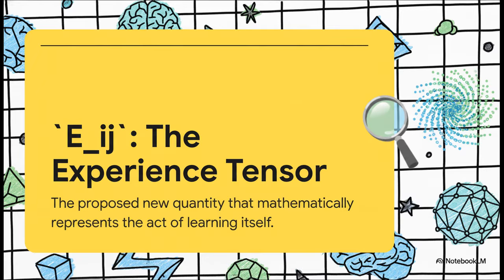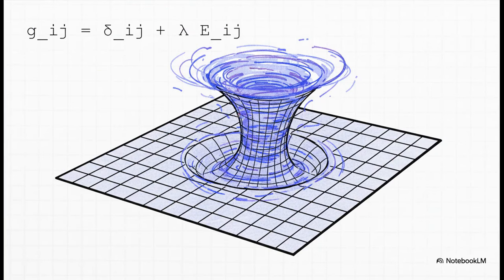They're proposing that this mathematical object is the experience of learning. It's the force that presses down on that rubber sheet and creates all the curves and dips. It's the math of experience itself. So, let's put it all back together. You take the brain's baseline hardware, delta, you add the force of the experience tensor, E, and you get the final warped geometry of the mind, G.